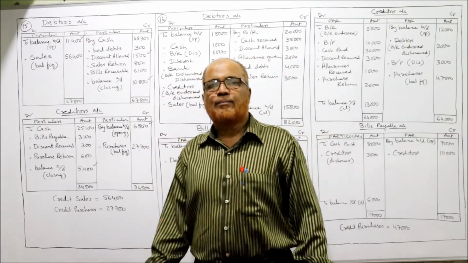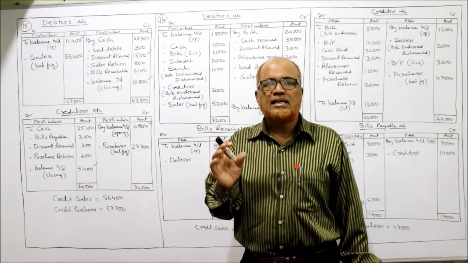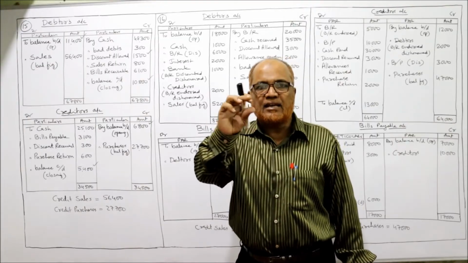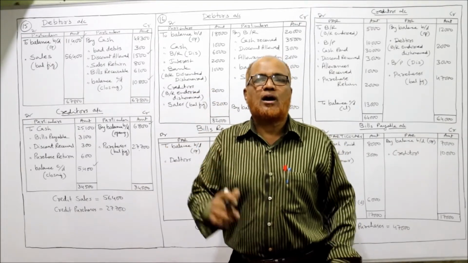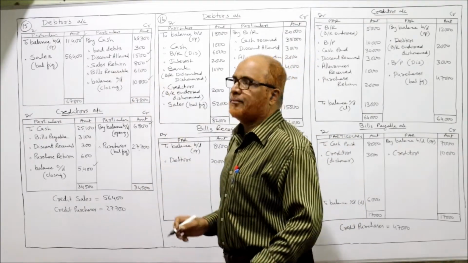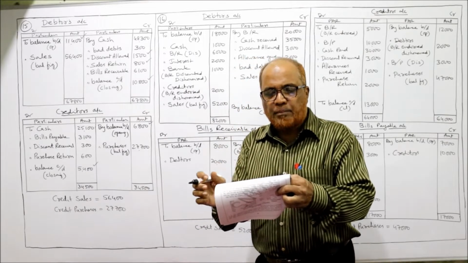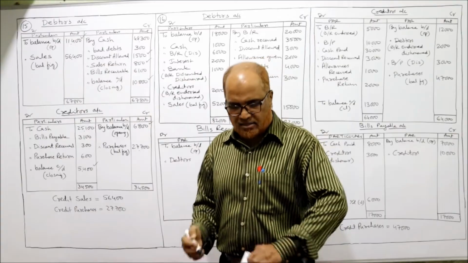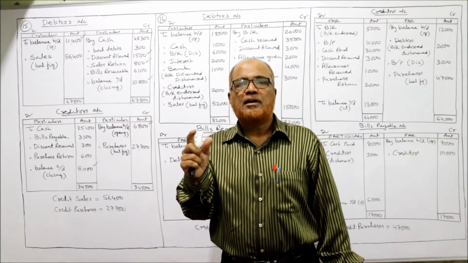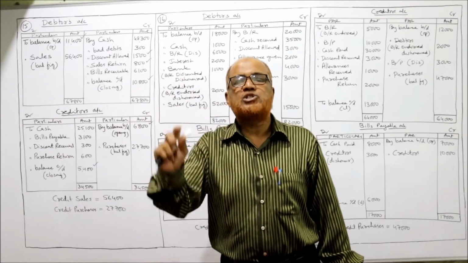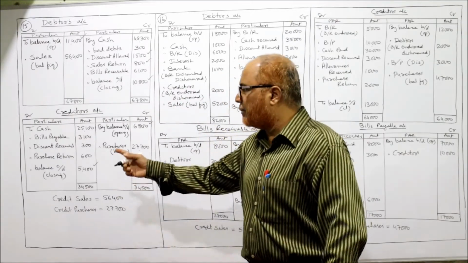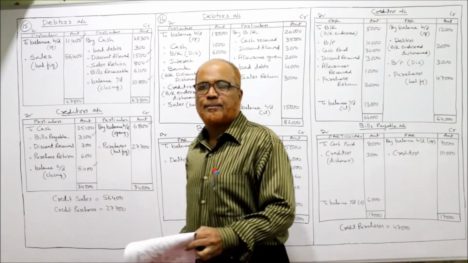Next, sales return. The entry for sales return is sales return account debit to debtors account. So debtors should be credited by sales return. Here you can see by sales return 800. Next, bills payable issued 3,100. The entry will be creditors account debit to bills payable. So creditors should be debited to bills payable 3,100.